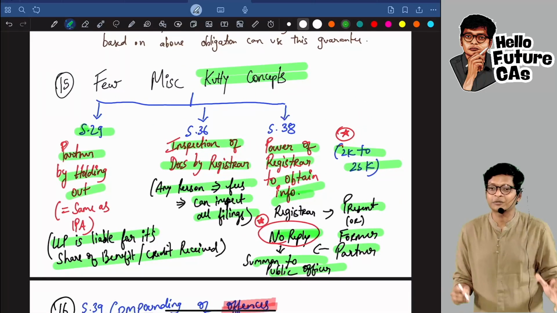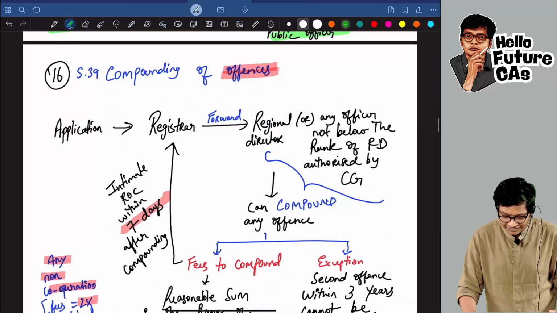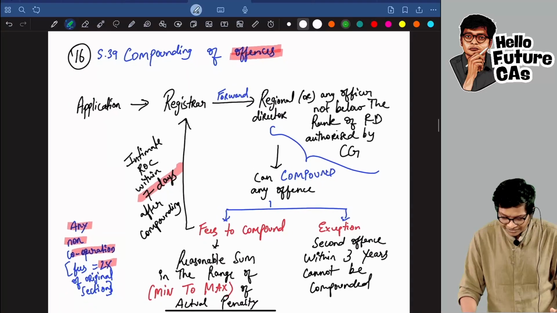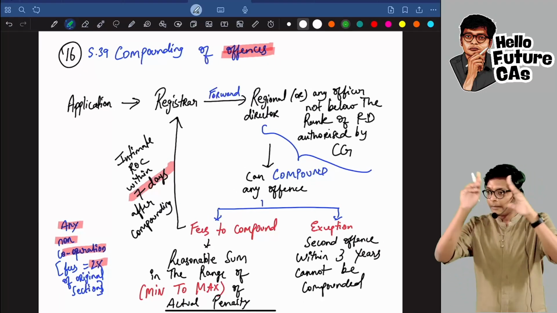Don't write "small concepts" in an exam. Small concepts, 15 done. Now question number 16, or concept number 16 in our notes. Simple. I have given it like a chart. In the book it's a big paragraph.